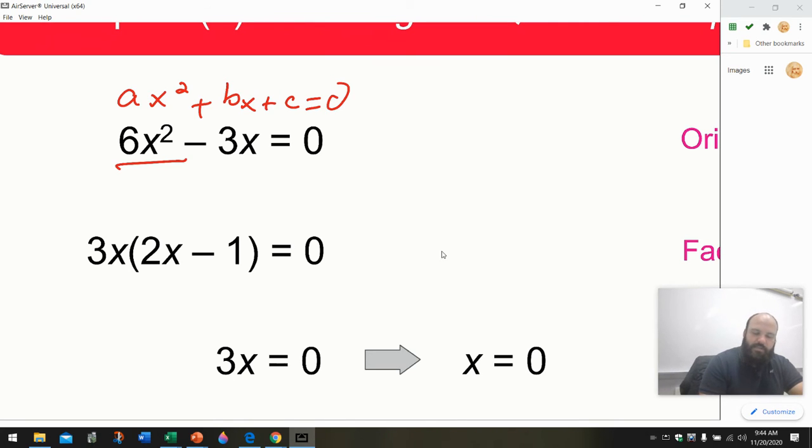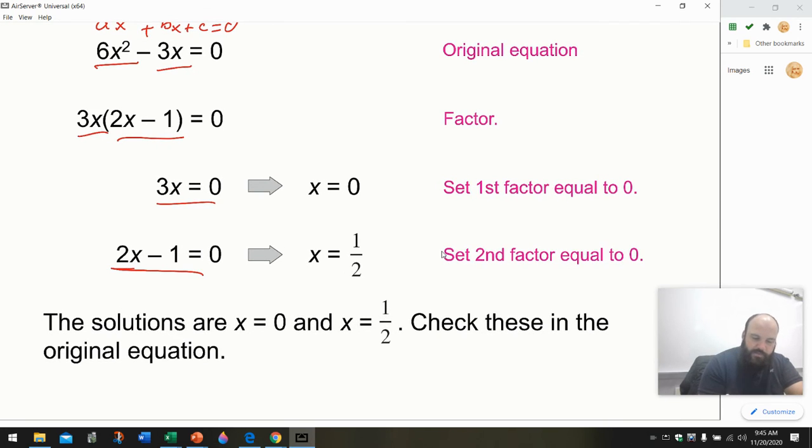And if you look at the 6x squared followed by the 3x, you can see that they have a GCF of 3x. So when I take that 3x out, I'm left with 2x minus 1. To verify that this was indeed done correctly, you could redistribute the 3x like that, and it would give you 6x squared minus 3x equals 0. Now from there, you need to take the 3x and you set it equal to 0, and then you take the 2x minus 1 and you set that equal to 0 as well.